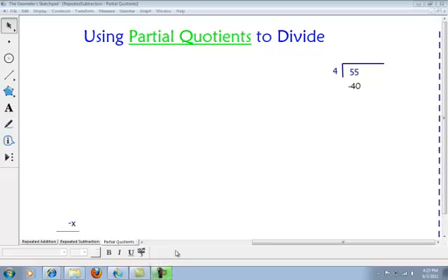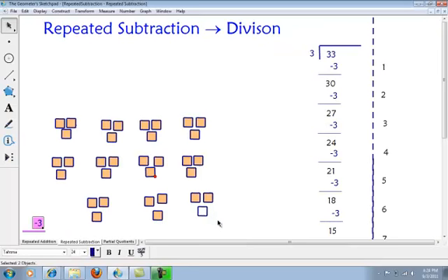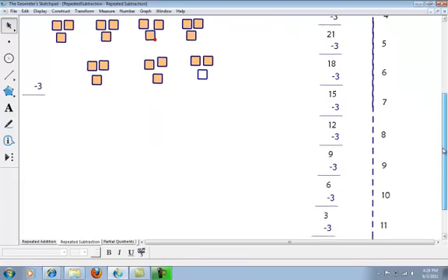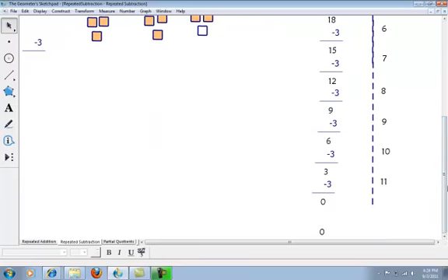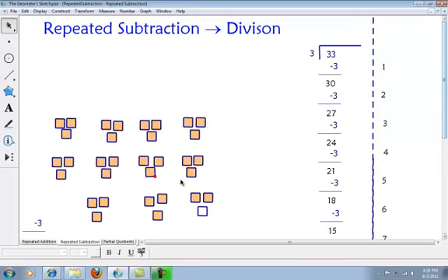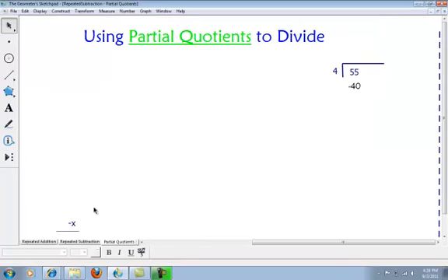In this lesson, we're going to look at another way to do division, and that's going to be using partial quotients to divide. Now in the last lesson, remember we did repeated subtraction, and we made groups of 3 and subtracted the 3 every time we made a group until we figured out how many groups there were in all. Now that took us a long time, so we're going to look at doing partial quotients, and this will be a quicker way for us to find the answer to a division problem.